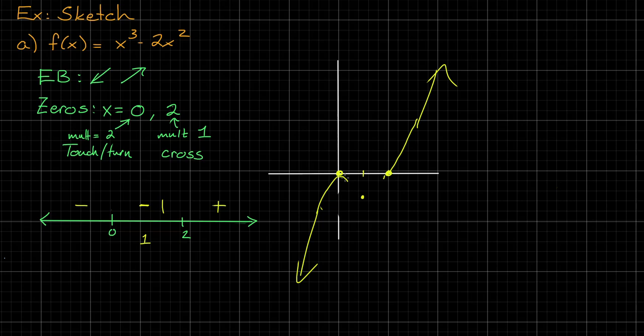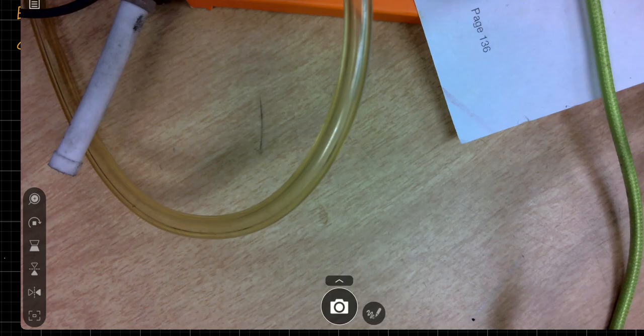But as far as just a sketch goes, I don't even need this negative 1. The fact that I know where it's positive and negative does it all for me. Should we see how close this is to the real graph? Okay.